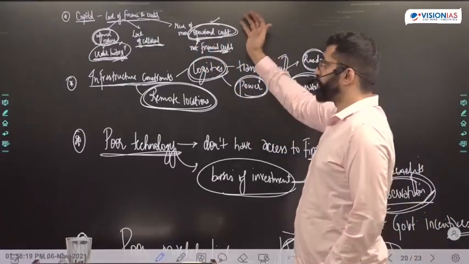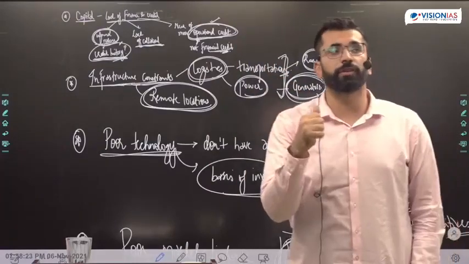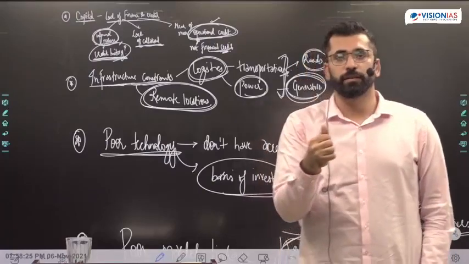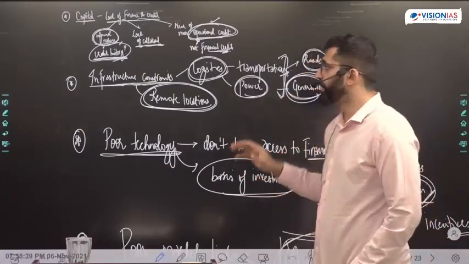Their need is more of operational credit. Day to day needs के लिए credit चाहिए होता है. Financial credit for expansion they don't need that. They need more of operational credit because their payments are mostly delayed.